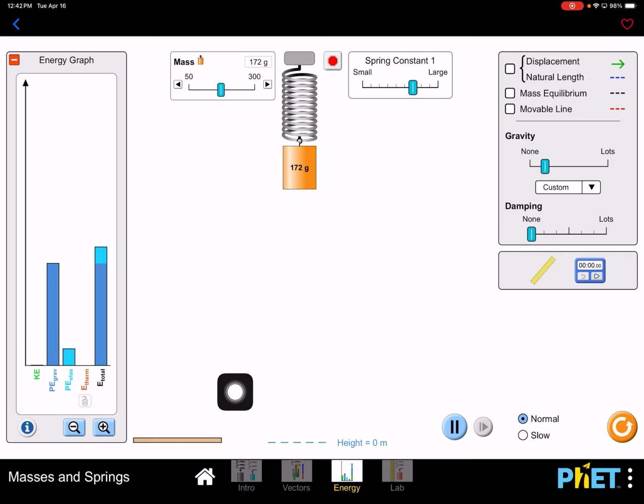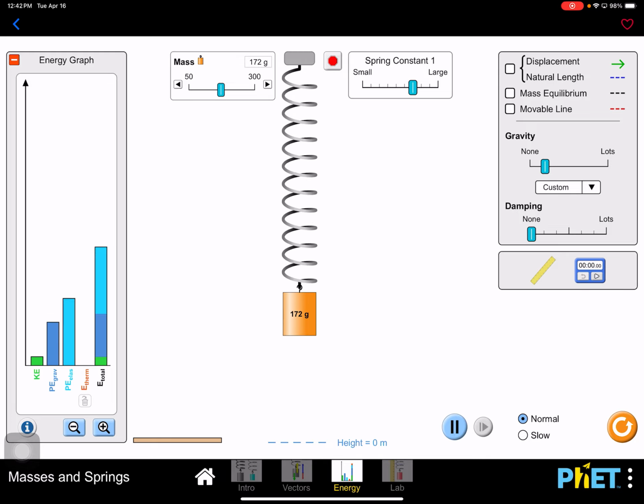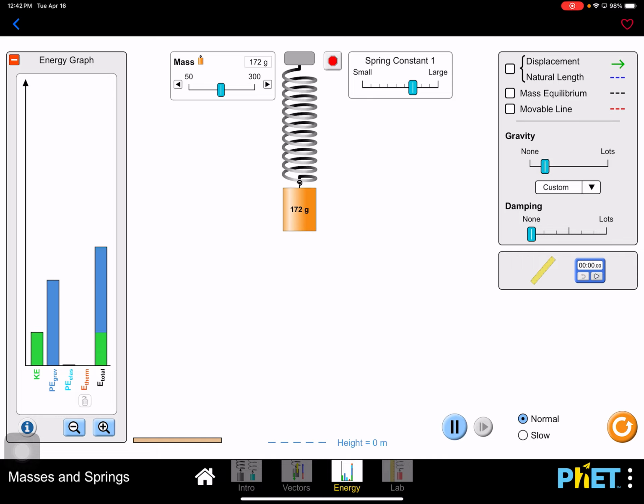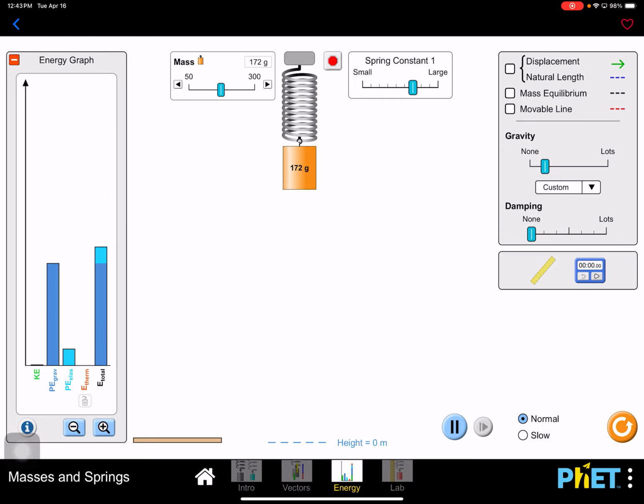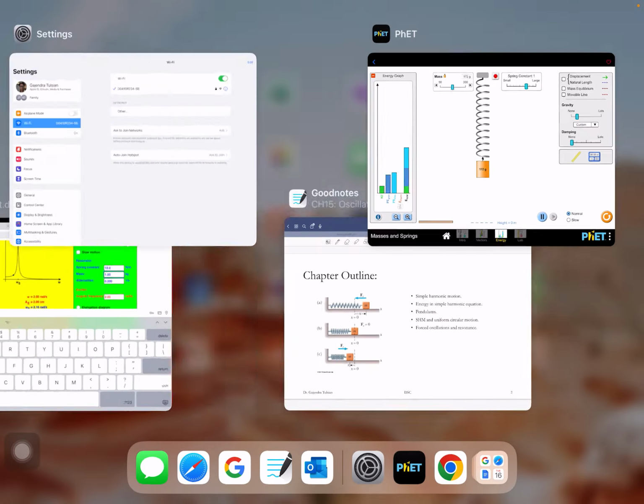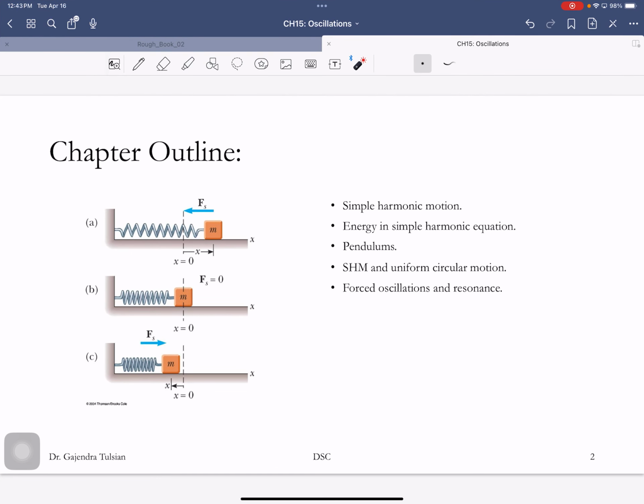What is happening to the total energy? Conserved. It's constant, it's conserved. And so how long will this oscillate? Forever. Okay? All right, so now you know the basic features of what we're studying.